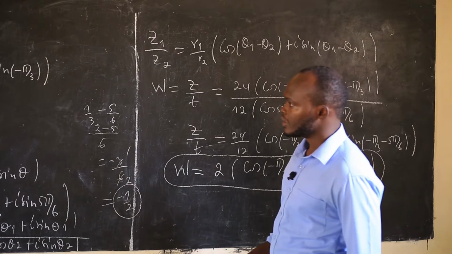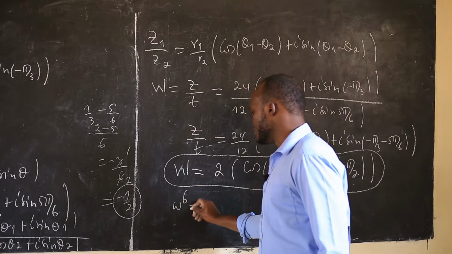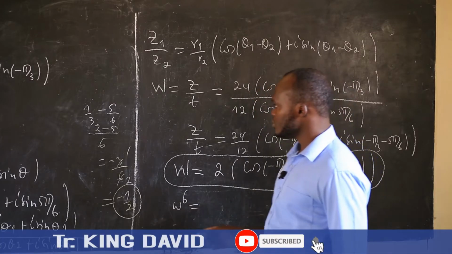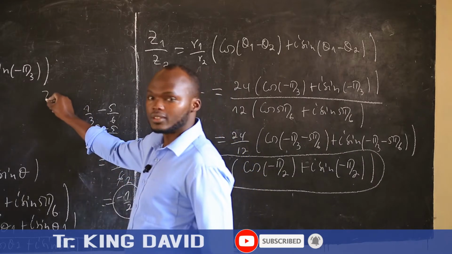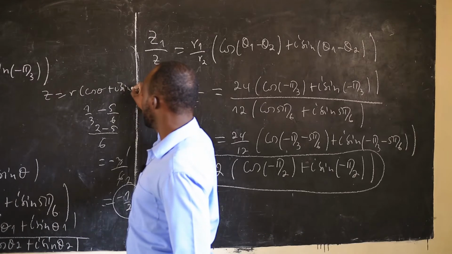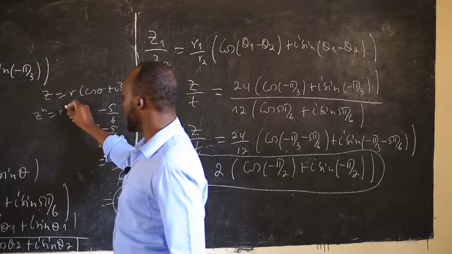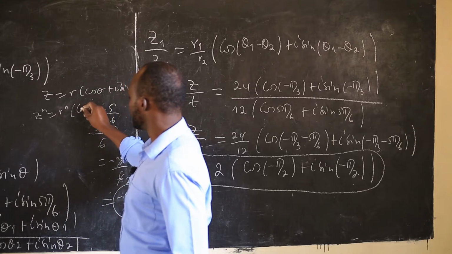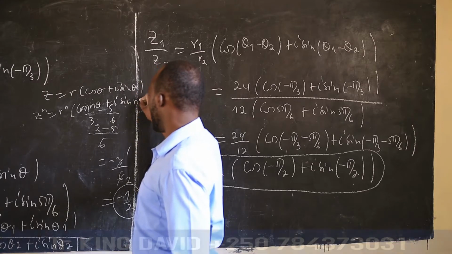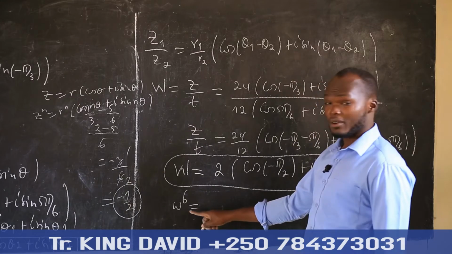Another question, they said W power 6. You're going to use the De Moivre theorem. When you have Z equal to R into bracket cos angle plus i sine angle, by the De Moivre theorem, Z power n equals R power n into cos(n times the angle) plus i sin(n times the angle). I hope you remember that one. If you remember that, we're going to use what?